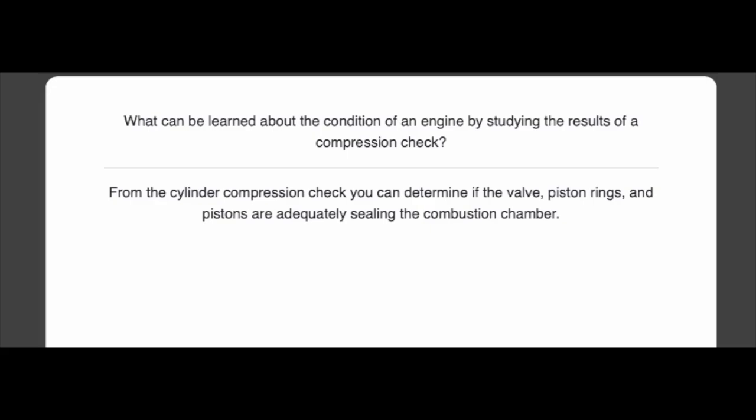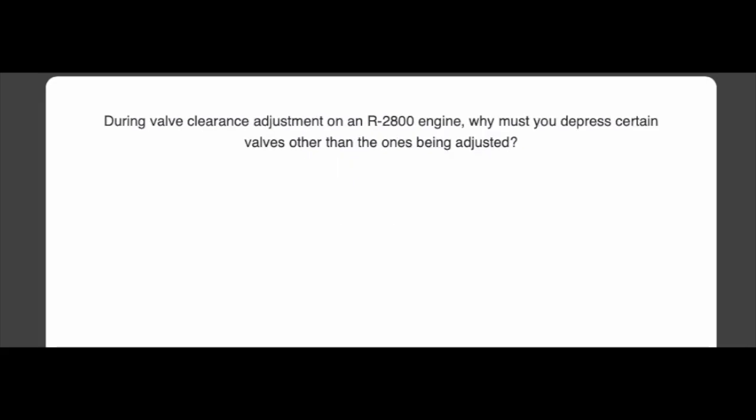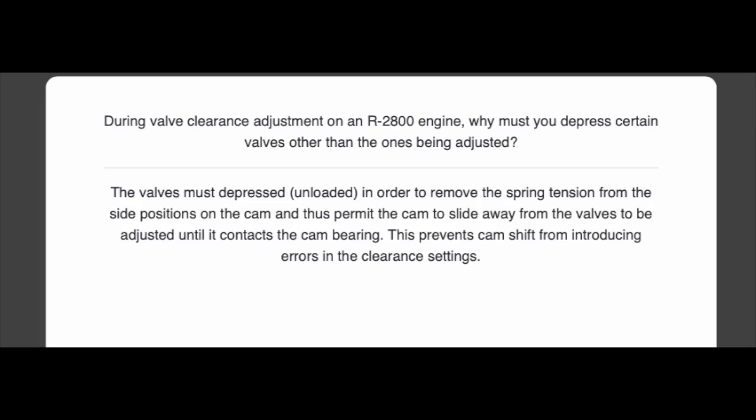What can be learned about the condition of an engine by studying the results of a compression check? From the cylinder compression check, you can determine if the valve, piston rings, and pistons are adequately sealing the combustion chamber. During valve clearance adjustment on an R2800 engine, why must you depress certain valves other than the ones being adjusted? The valves must be depressed, unloaded, in order to remove the spring tension from the side positions on the cam and thus permit the cam to slide away from the valves to be adjusted until it contacts the cam bearing. This prevents cam shift from introducing errors in clearance settings.